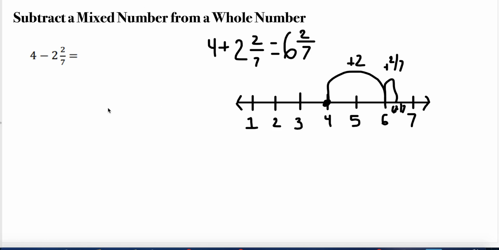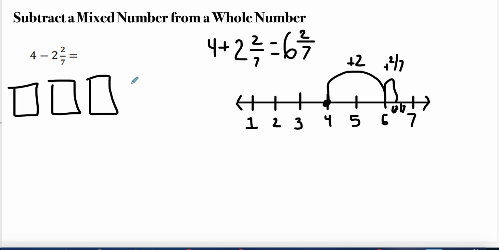So you could do it by drawing. I know that this works well for some students. So I can draw 4 wholes. Then I know that I need to take away 2 of them. And then I need to take away 2/7 from the next one. But I don't have 7ths here, so I need to break it up into 7ths. So I'm going to draw 6 lines to break it up into 7ths. 1, 2, 3, 4, 5, 6.